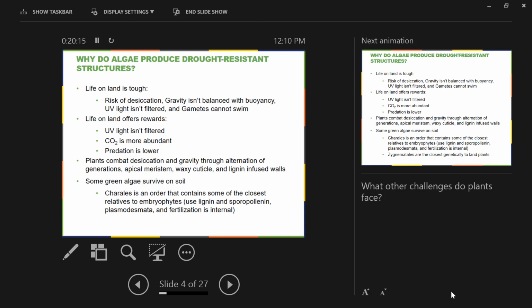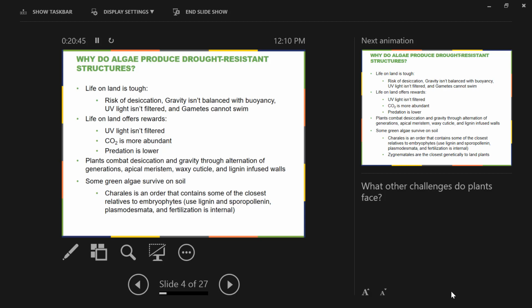These are believed to be the closest relatives to land plants of all the green algae. These are believed to be the group that probably gave rise to land plants because they have these features. They have lignin that helps them stand up against gravity. They've got this structure that protects their gametes called sporopollenin. They have some other structures that you find in plants, and we'll see these later. So they're here now, but we'll see them again later.